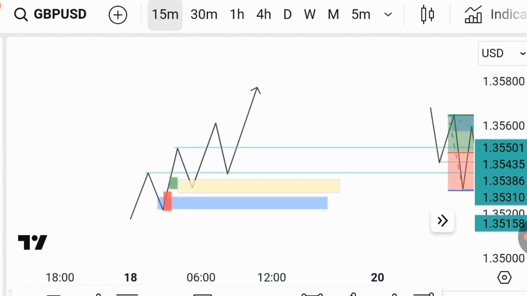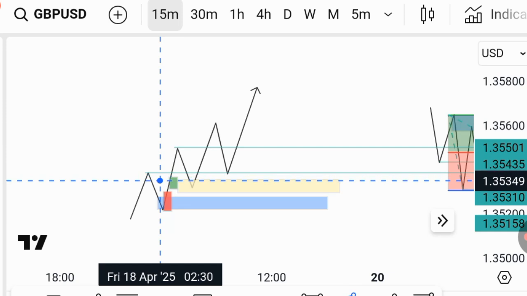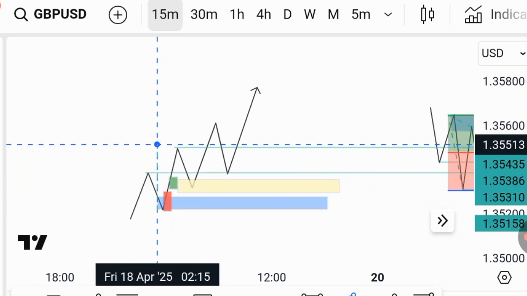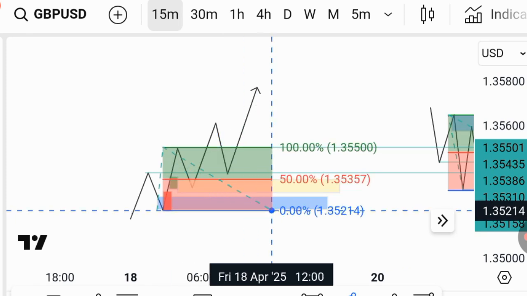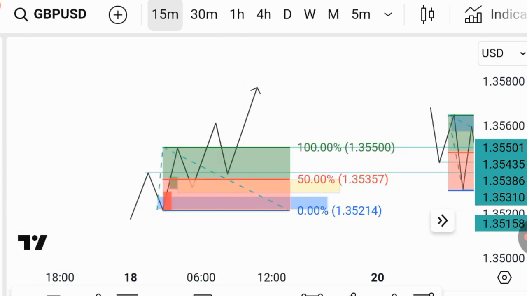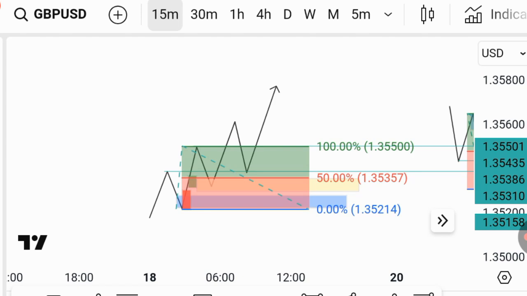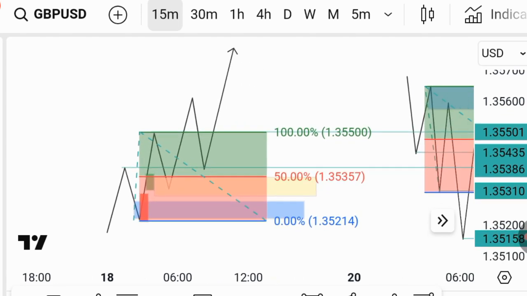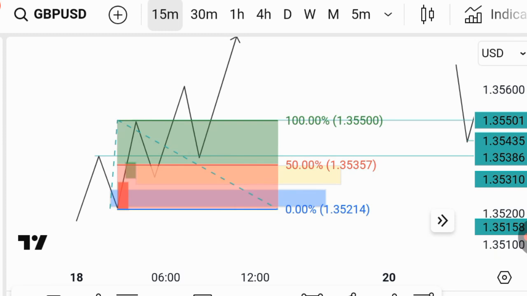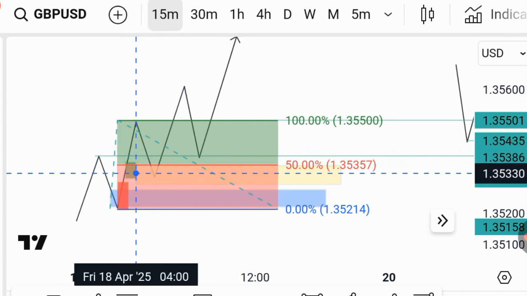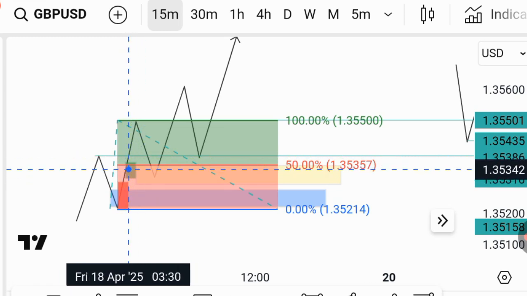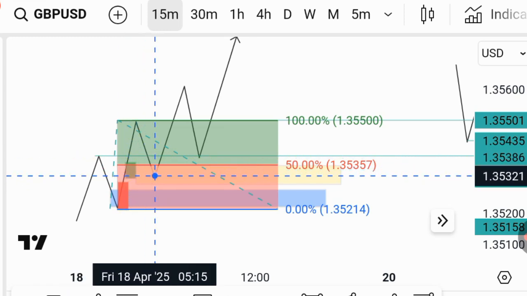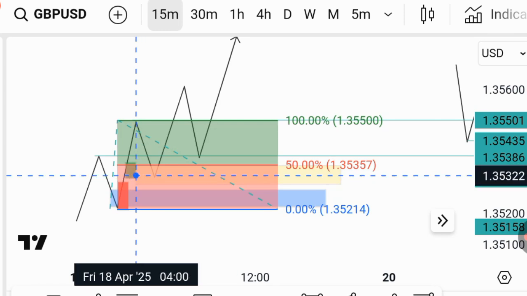Now what does that mean? Looking at it, let's make use of our premium and discount level. We said that's the origin, and then looking at it, price tapped into the fair value gap, right? Where's our fair value gap? This area here, where in the real chart you will notice that the fair value gap is somewhere right here, and sometimes price does not respect the fair value gap, sometimes it respects the fair value gap.